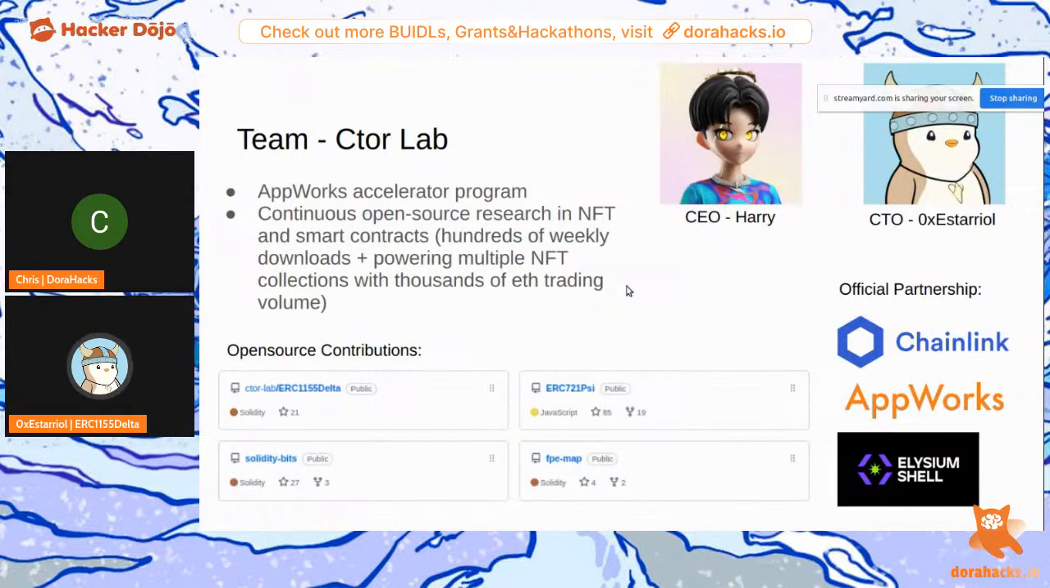So I'm pretty confident that our team is a team that can build these projects. Setor Lab is currently in the AppWorks Accelerator program, and more importantly, since Setor Lab was founded, we have published multiple open source frameworks for NFT smart contracts, and some of them have hundreds of downloads every week and have been used by multiple projects that have thousands of ETH trading volumes on OpenSea. We release all these open source frameworks for free. This is our give back to the NFT communities.